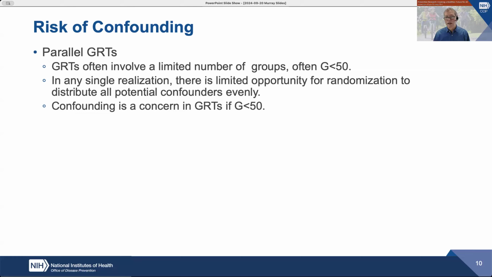These studies often have a limited number of groups that we're randomizing, either groups or clusters. And if you have 20 groups or clusters that you're randomizing, or 30 or 40, chances are pretty good that once you complete your randomization, there are going to be some differences between the two study conditions, the two study arms. In any single realization, there is limited opportunity for randomization to work. And that is particularly true if the number of groups that you're randomizing is less than 50.